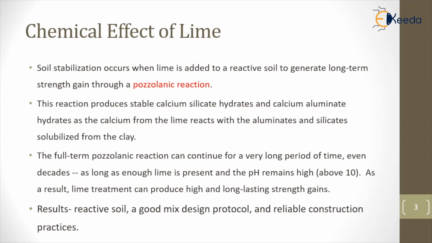So, the chemical effect of lime. The soil stabilization occurs when the lime is added to a reactive soil and the pozzolanic reaction takes place. This reaction produces stable calcium silicate hydrate and calcium aluminate hydrate as the calcium of the lime reacts with the clay. The pozzolanic reaction can continue for a long time, so we can ensure long-term stabilization of the soil as long as the pH remains above 10. As a result, we can get a reactive soil, a good mix design protocol, and a reliable construction practice.